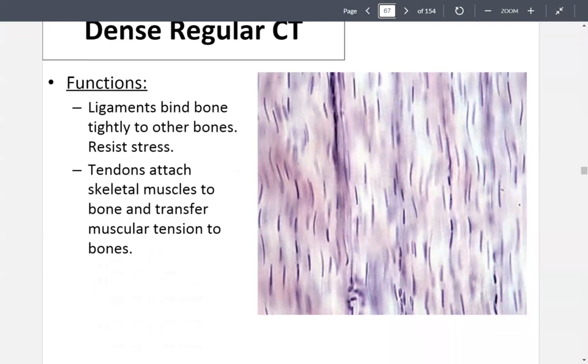As I mentioned, ligaments bind bone to bone, and when this dense connective tissue is in a ligament format, it is helping to resist stress, helping to resist those bones from pulling apart. If it is found in the tendons, which connect your muscles to bone, they're going to enable the transfer of tension from the muscle to the bone.